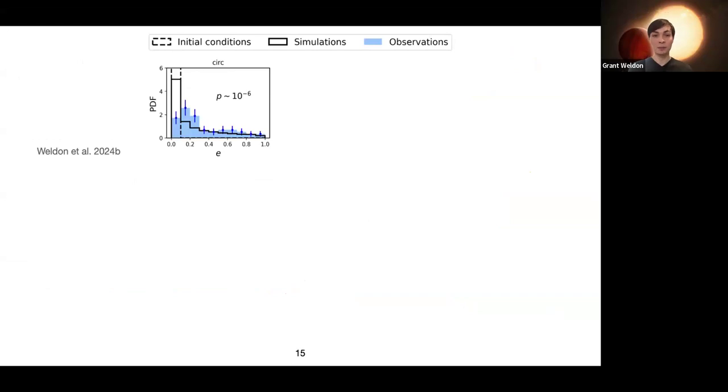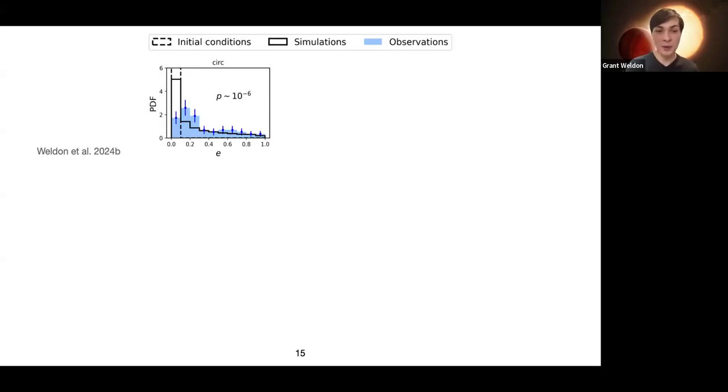This first panel I'm showing is just an attempt to reproduce the previous study and show that our method is sound. You can see the initial conditions are shown with a dashed black line. They're all on circular orbits here, as previous studies did. Black is the simulated distribution that we obtain, and in blue are the observations. The p-value shown here is the KS test p-value. Essentially, it tells you the probability that the simulations and the observations come from the same underlying data set. A very small p-value shows that this is very unlikely. The data are very dissimilar.